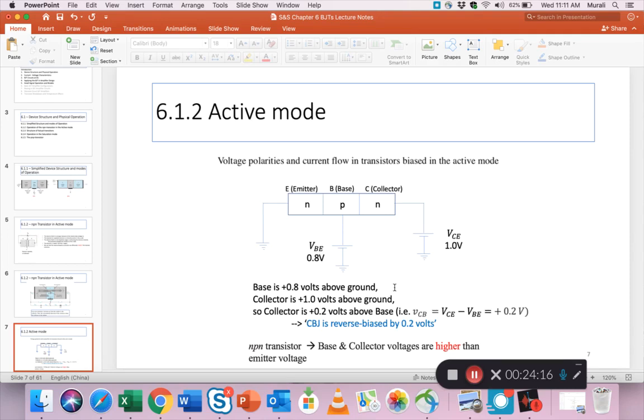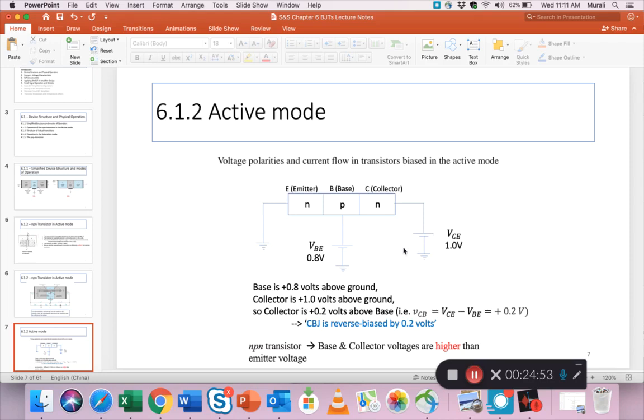Now let's look at the collector voltage, right? The collector voltage is 1 volt above ground, because the other terminal of the battery is connected to ground, so we can say collector is 1 volt above ground. So what does that mean? Base is 0.8 volts above ground, collector is 1 volt above, so you can say collector is 0.2 volts above base, right? So VCB equals VCE minus VBE, which is 0.2 volts.